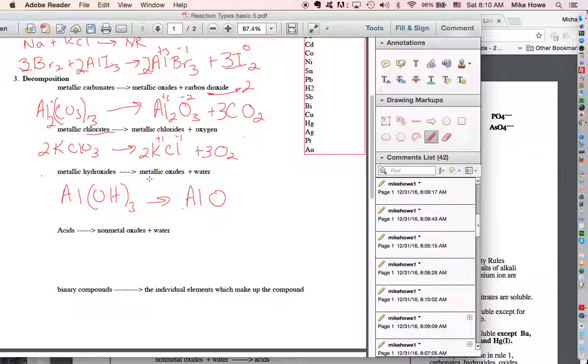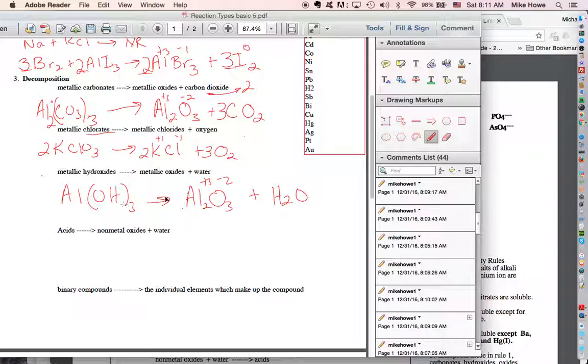Okay, so the metallic oxide would be aluminum and oxygen, plus water, H2O. All right, so formulas: we have a +3 and a -2, so you'd have to have a 2 and a 3, and that's good. And water is good, of course.